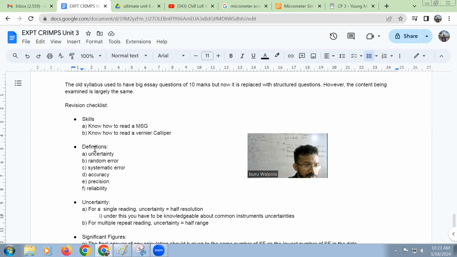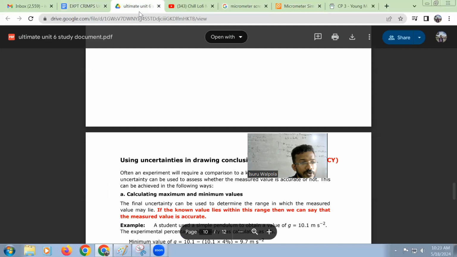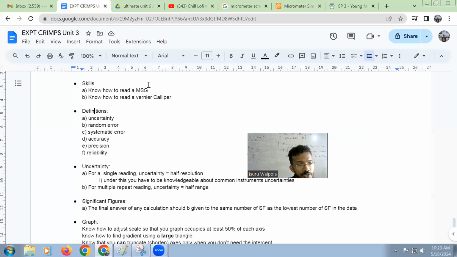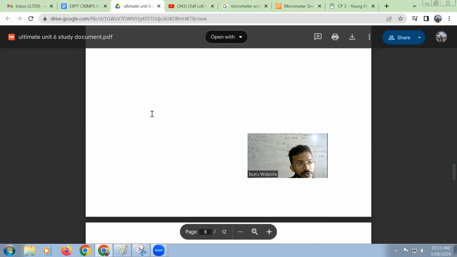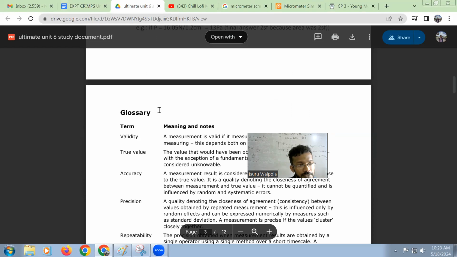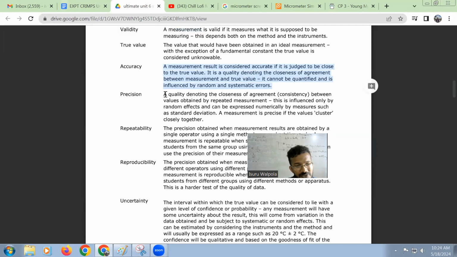Right. Now, definitions-wise, you should refer to the document I've made called the Ultimate Unit 6 study document. If you don't have it, text me. In that, the key points you should look at are the definitions of uncertainty, random error, systematic error, accuracy, and precision. You will find these on page 2 and page 3 in a glossary. There are a lot of words there that you can learn, but mainly you need to know the correct meaning of accuracy and precision so that you don't just use them randomly.